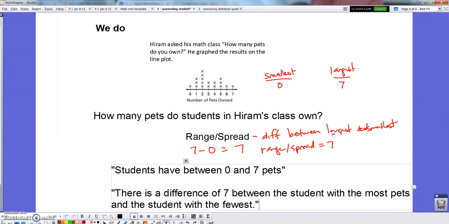If you need to go back and watch any of these 3 examples again, please do. Once you feel like you have a good handle on range, then we will work on it tomorrow. See you then.